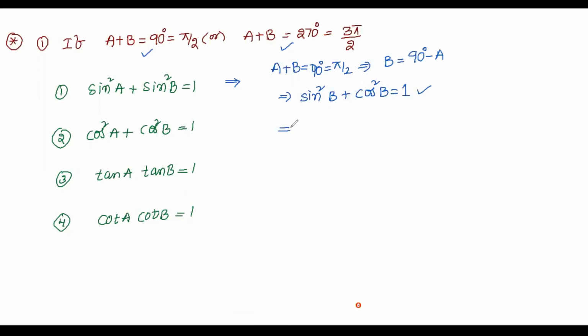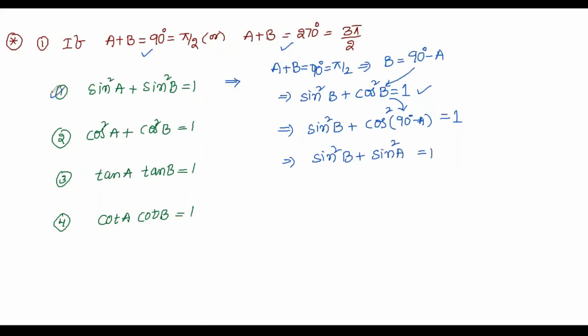This is an identity. Now, what is the value of B? B is nothing but 90 minus A. So here I will substitute: sin square B I will keep as it is, but for cos, instead of B I am writing 90 minus A, whole square, is equal to 1. I just replaced B by 90 degrees minus A. Now sin square B plus cos of 90 minus theta is what? Cos of 90 minus theta is sin theta. So you'll get sin A whole square, that means sin square A, is equal to 1. That's the first one.